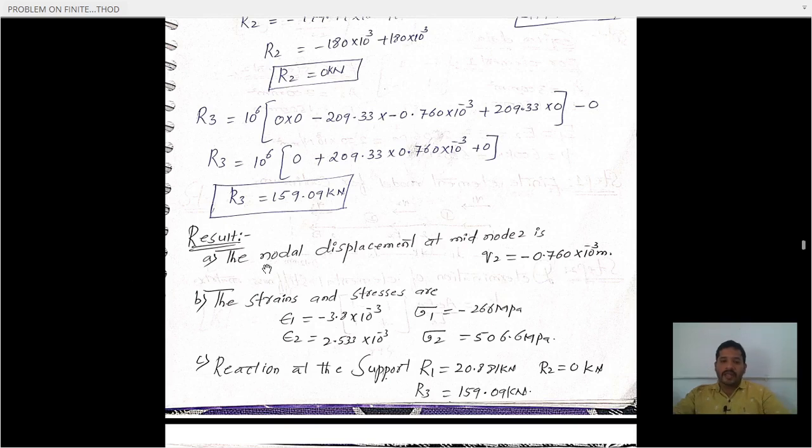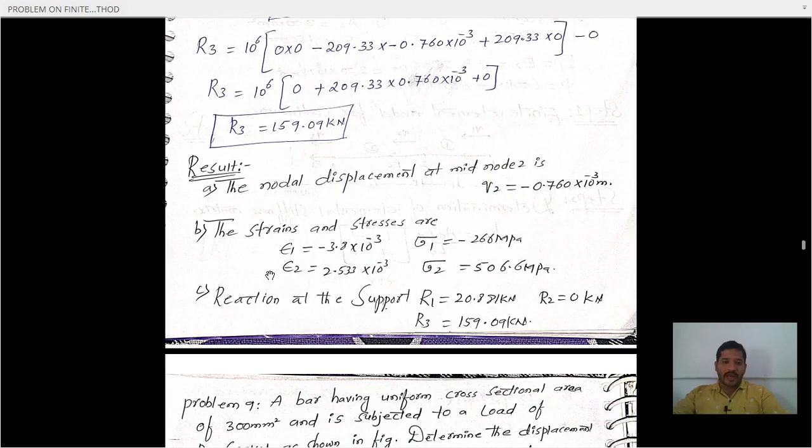After getting the nodal displacement, we need to find out the strain as well as the stress. This e1 indicates the strain of the first element, which we got as minus 3.8 into 10 power of minus 3, and the stress of the first element is minus 266 megapascal. The strain of the second element is 2.533 into 10 power of minus 3, and the stress for the second element is 506.6 megapascal.